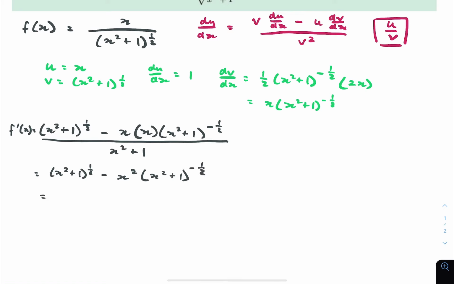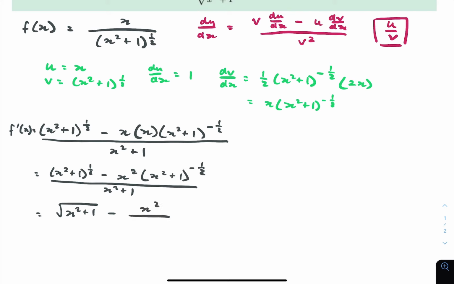At this point, it's worth getting rid of the powers and making it easier for us to see. So x squared plus 1 to the power of half is equal to the square root of x squared plus 1. That's subtracted from x squared times x squared plus 1 to the power of negative half, which is just x squared over the square root of x squared plus 1. And that's all divided by x squared plus 1.